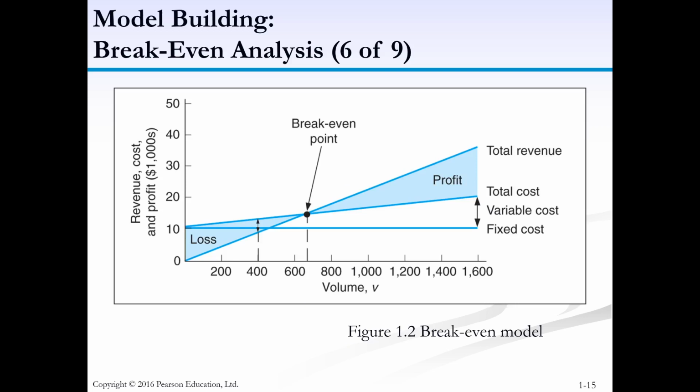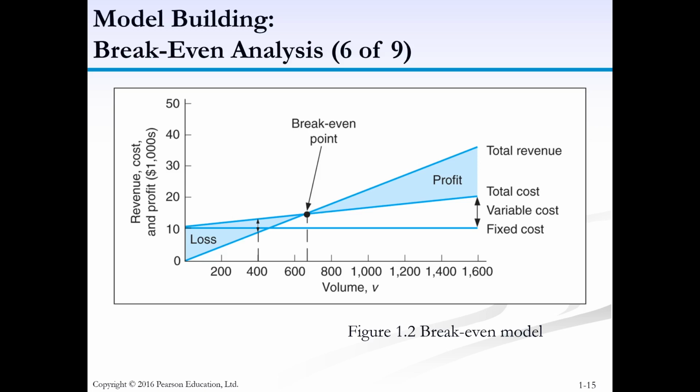Here is what it looks like if we plot it against volume. If we plot the revenue, cost and profit on the y-axis and volume on the x-axis, we can see that the fixed cost is fixed at 10,000. And as we start producing more units, the total cost starts increasing because the variable cost increases according to the number of units produced.